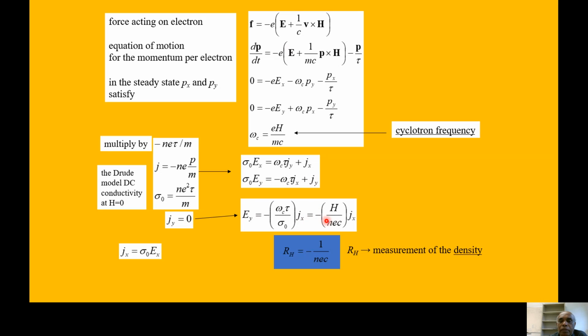So then if you write sigma 0 as Ne squared tau over m and substitute all these things, you get minus B over NEC times Jx. Now if you remember, your Hall coefficient is written as E divided by J times B, right? So if you do that, your RH is given as minus 1 over NEC. That's your Hall coefficient. Now you get the same result, but a little more general analysis.